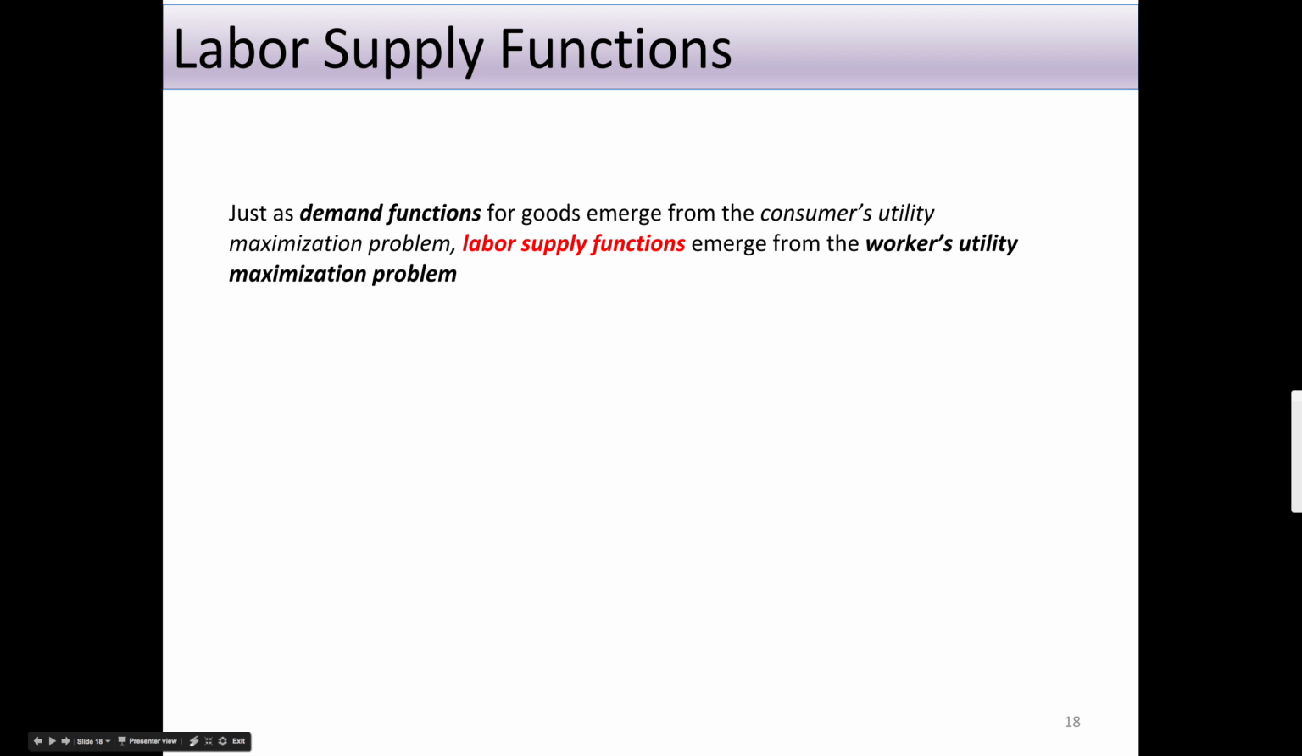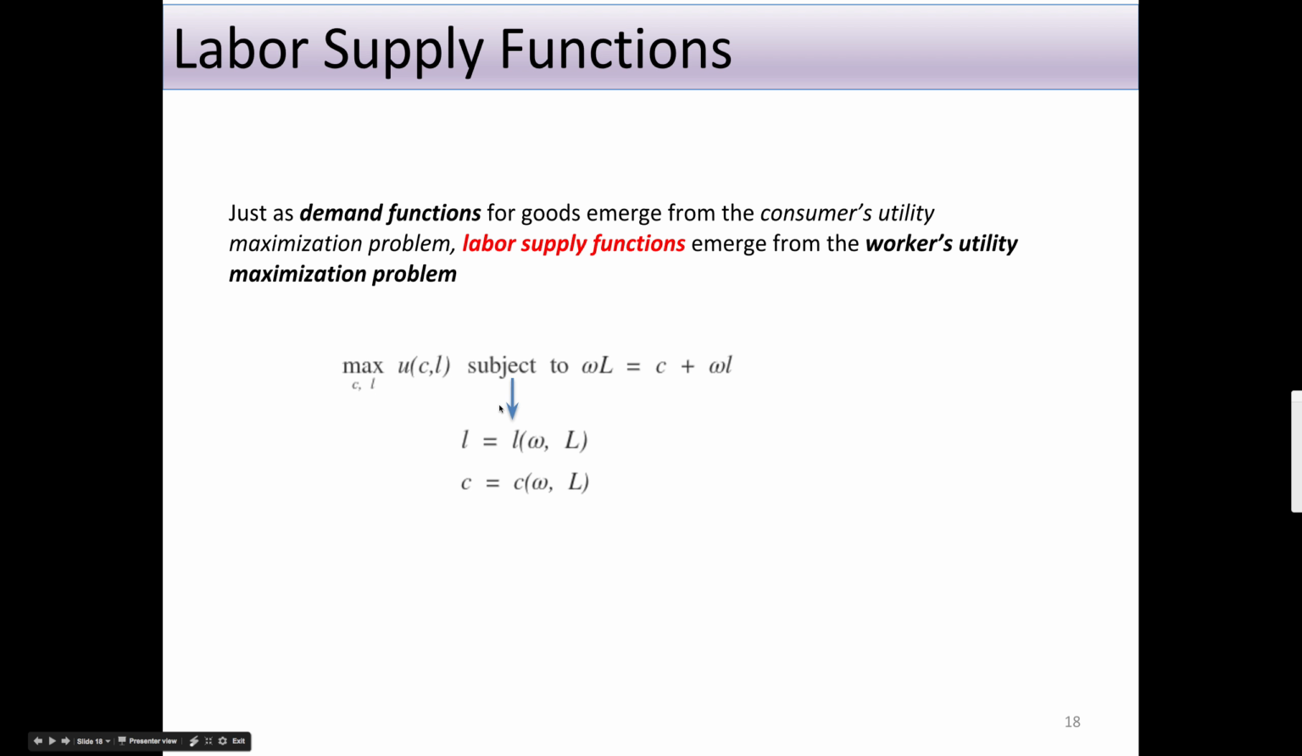All right, let's look at it mathematically. So how do we find these labor supply functions? Well, they emerge from the worker's utility maximization problem. So don't forget that the worker is maximizing their utility, right here, utility of consumption and leisure, subject to the wage times cap L, which is the total amount of money they could earn given the hours they have. They split it between two things: they split it between consumption and leisure, and leisure costs the wage in dollars per hour.